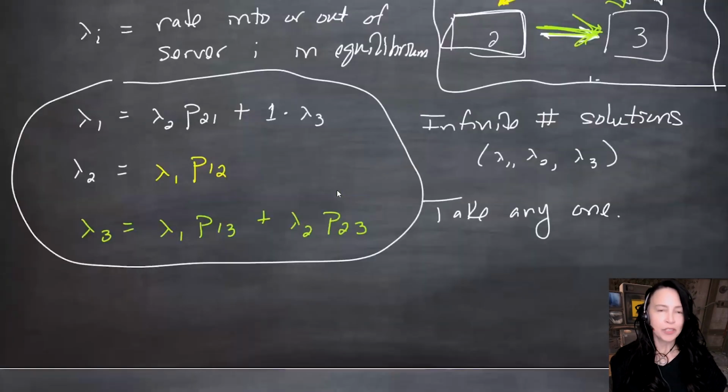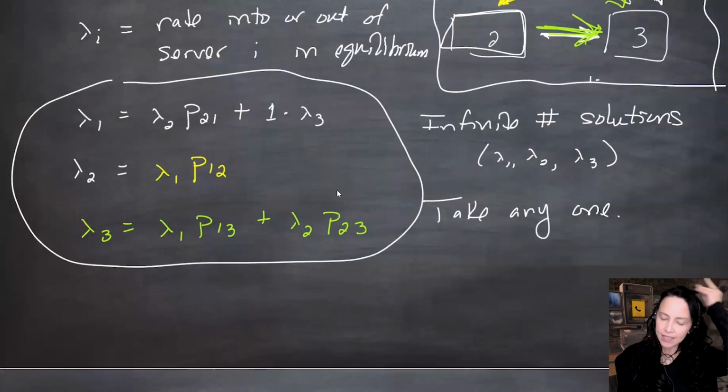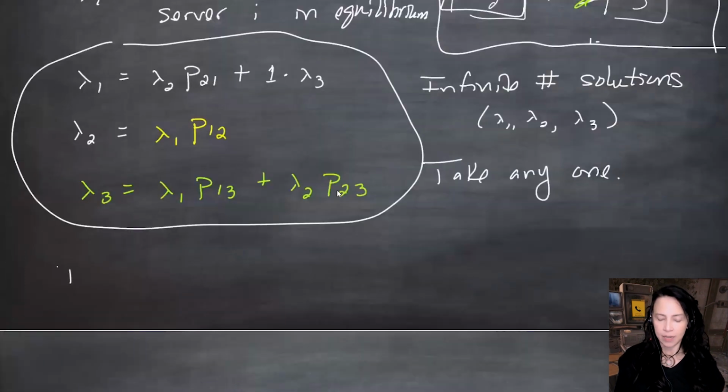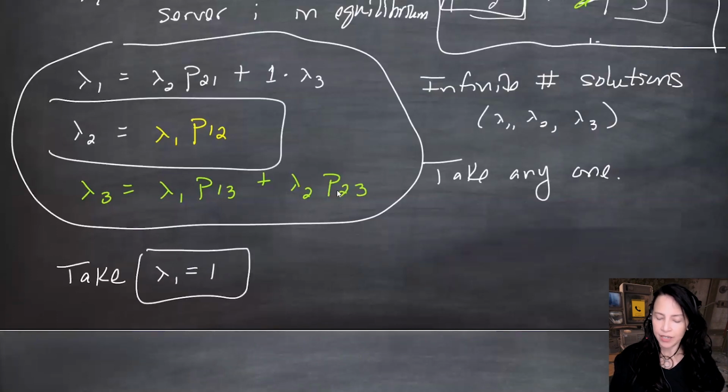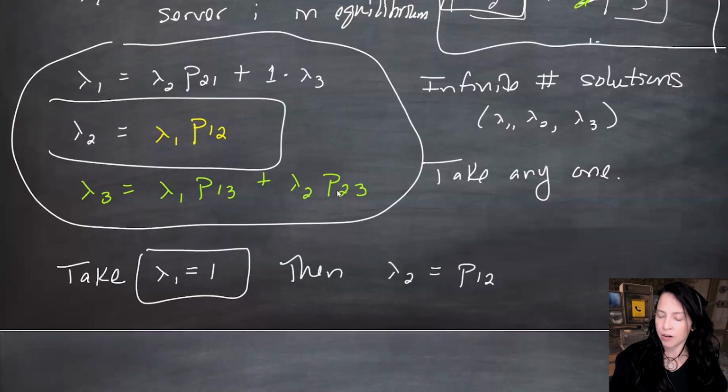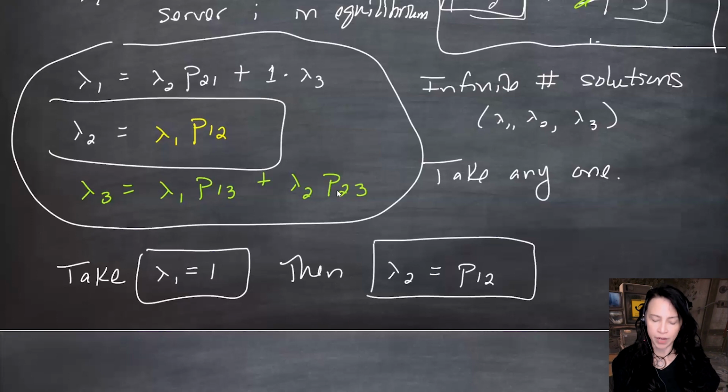So flow balance equations, infinite number of solutions, take any one. What I usually do is take something, quote unquote, convenient, and I might not know what that is until I finish my calculation, but I'm just going to take lambda 1 to be 1. So it's kind of arbitrary. But then from the second equation, you can see that lambda 2 is then p12, which is not arbitrary. p12 is a parameter of the model.